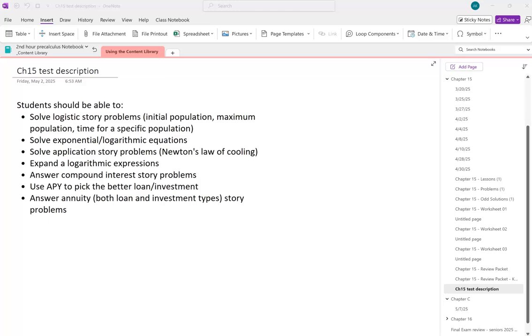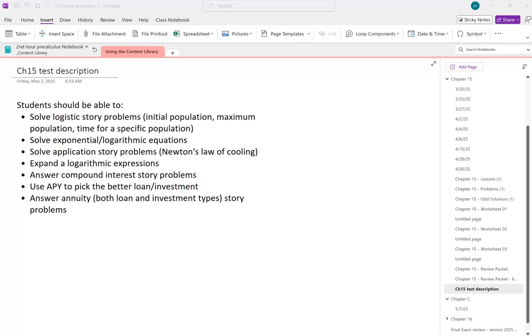So for the most part, you're free to use your calculator to do almost anything on here aside from solving the exponential or logarithmic equation where it's just numbers and there's no context to it. There I would like you to be able to do that algebraically. But if you're solving an exponential equation as part of a compound interest story problem, you can just use the TVM solver if you want. Or if you're solving a logistic problem for a specific time, you're welcome to graph and find the intersection. You don't have to do it algebraically.